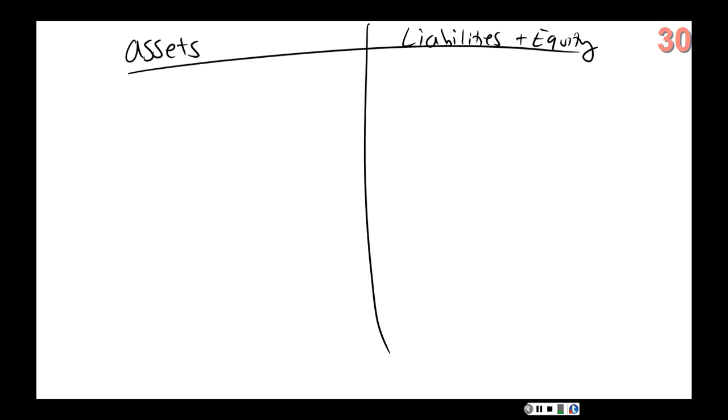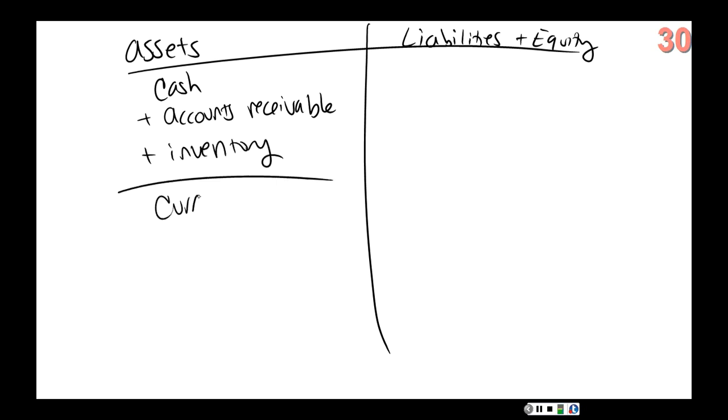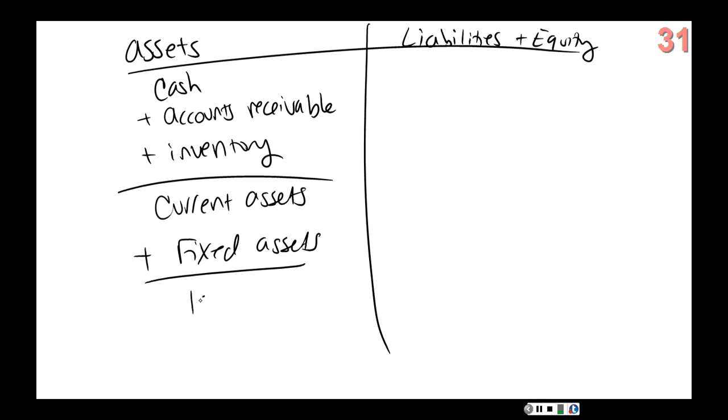So on the asset side, we start with the most liquid assets and work down to the least liquid. So at the very top is cash. To that we would add accounts receivable, and inventory. These make up current assets. Current assets are then added to fixed assets to give you total assets.